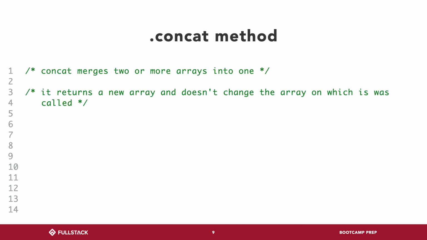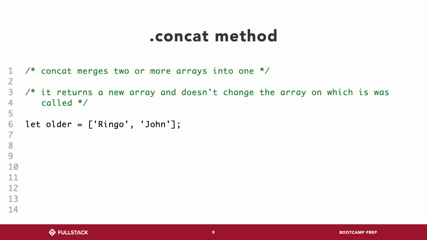Then we have the concat method. Concat merges two or more arrays into one. And I guess you saw that you can also put other things in there too. That I didn't know, because I don't know why I would do that. So it returns a new array and doesn't change the array on which it was called.